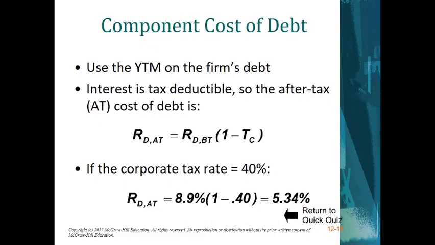And so the after-tax effect of an 8.9% is 8.9% times 1 minus the tax rate. Here, if they have a 40% tax rate, that means that they're paying 60% of the debt. The IRS is paying the other 40% because you are able to deduct the taxes or the interest.